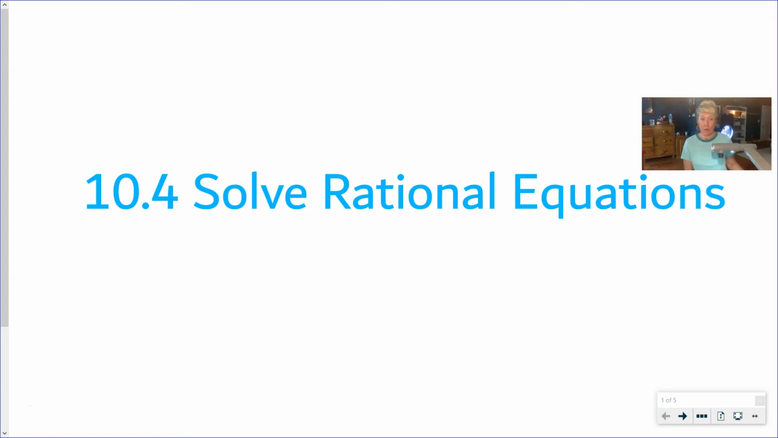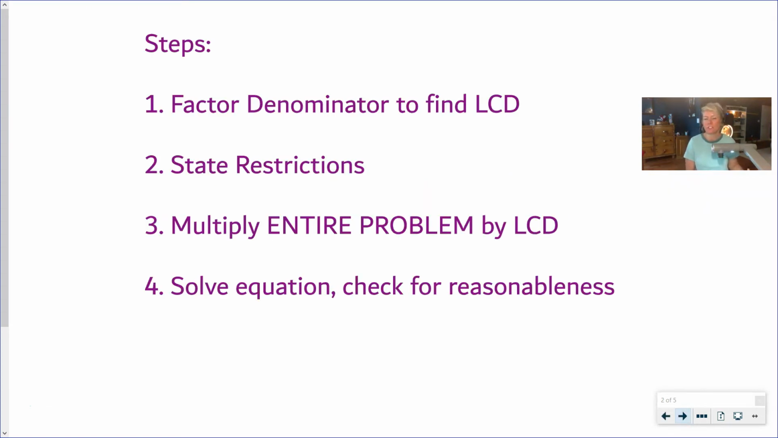Welcome to the last part, which is going to be rational equations. This goes along with 10.4. Let's go ahead and just jump right in. So here's the steps to rational equations. We're still going to use the least common denominator. And what we're going to do is multiply the entire problem by the least common denominator.